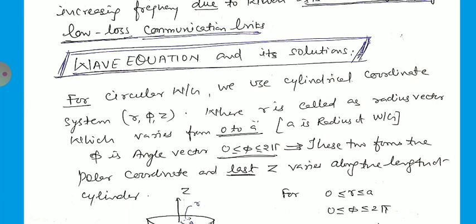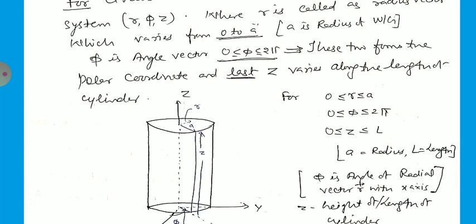So for a circular waveguide we can use the cylindrical coordinate system because it is in the form of a cylinder, and we very well know that the cylindrical coordinate system has r, phi, z, or r, theta, z, whichever we want to use, where r is called the radius vector which varies from 0 to a. A is the radius of the waveguide, and phi is the angle vector that is between 0 to 2 pi. These two form the polar coordinate system, and the last, z, varies along the length of the cylinder, that is the length of the tube. So the possible values of these three coordinates are: r between 0 to a, phi between 0 to 2 pi, and z between 0 to l, where l is the length of the circular waveguide.